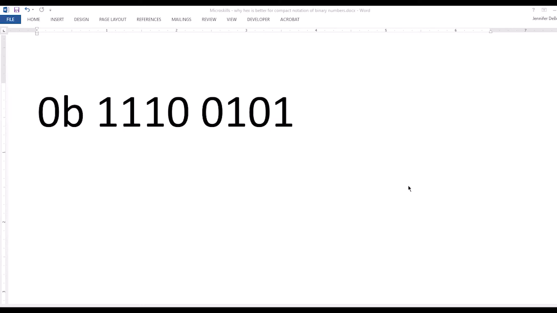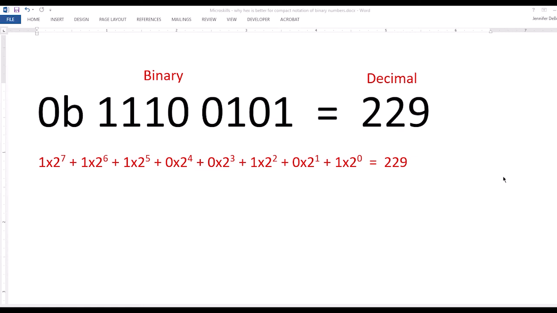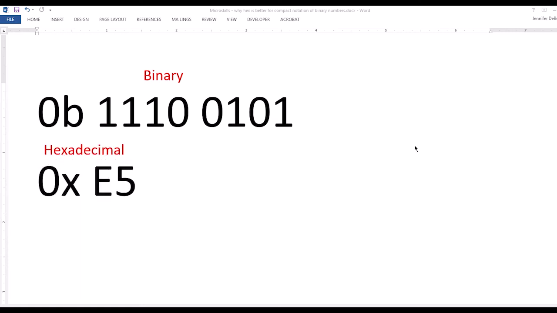So why don't we use binary all the time? Well, it just takes up a lot of space. So for example, decimal is a lot more compact to write down. However, it's also a lot of work to convert between decimal and binary. So instead we use hexadecimal because that's also a nicely compact way of writing these numbers.